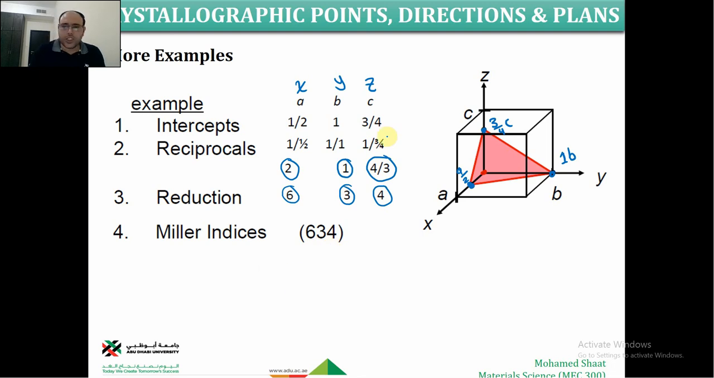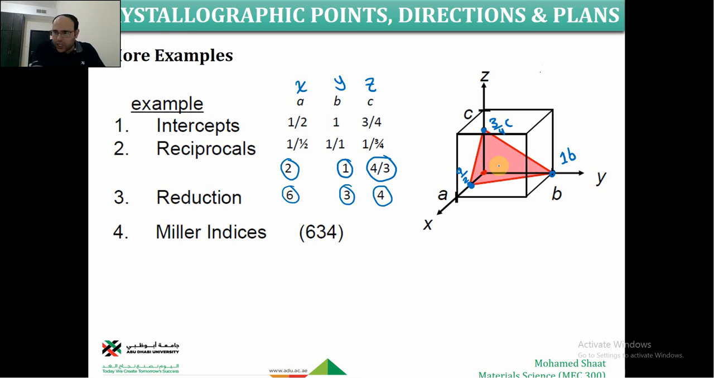You got my point? So your objective, when you do the reduction step, is just to try to get rid of all the fractions. Once you end up with a set of integers, you choose the smallest integer. If it is 1, you are okay, and directly these are the Miller indices. If it is not 1, like 3 or any other number, try to divide all the other indices by this number. If any one of the indices gives you a fraction, it means that there is no further reduction that can be done.